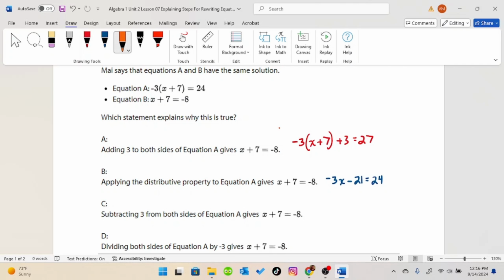If we look at choice C, choice C says that if we subtract 3 from both sides of equation A, it will give us equation B. If we subtract 3 from both sides, we will end up with negative 3 times x plus 7 minus 3 equals 24 minus 3, which is 21. That does not give us equation B, so that's not true.